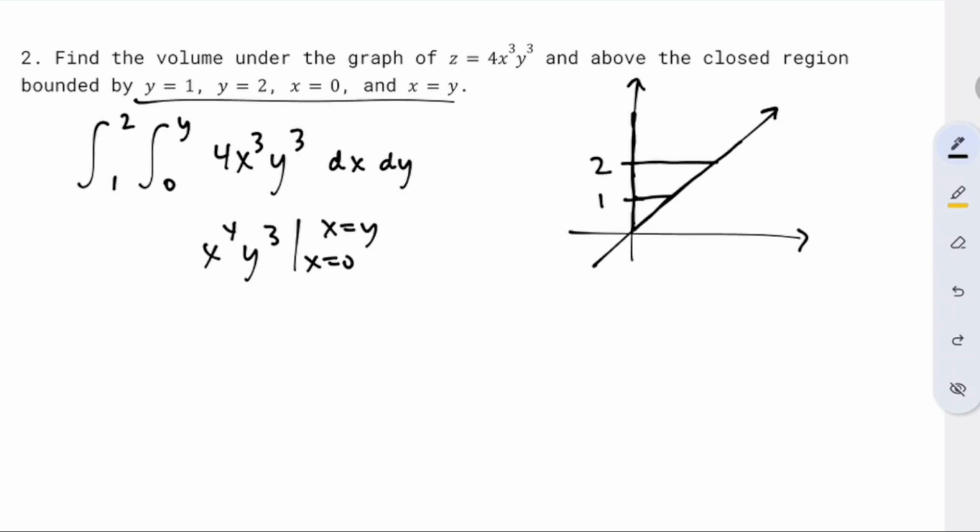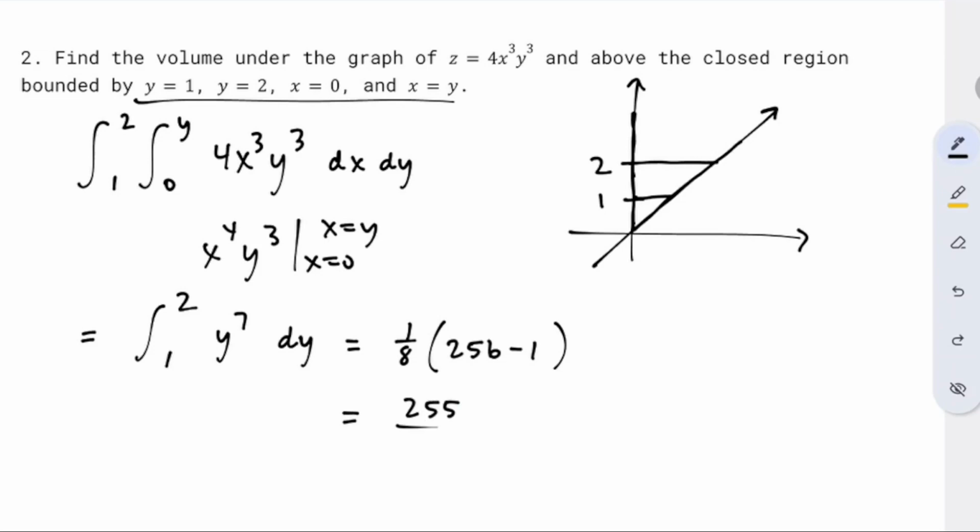All right, antiderivative with respect to x. When x equals y, I'm going to have y to the 4 times y to the 3 is y to the 7, minus when x is 0, I'd have 0 times y cubed. So I'm going to be integrating from 1 to 2 on y to the 7 dy, which is going to equal 1/8 of y to the 8th. 2 to the 8th, 2, 4, 8, 16, 32, 64, 128, 256. So 256 minus 1, and that's going to be 255 divided by 8.